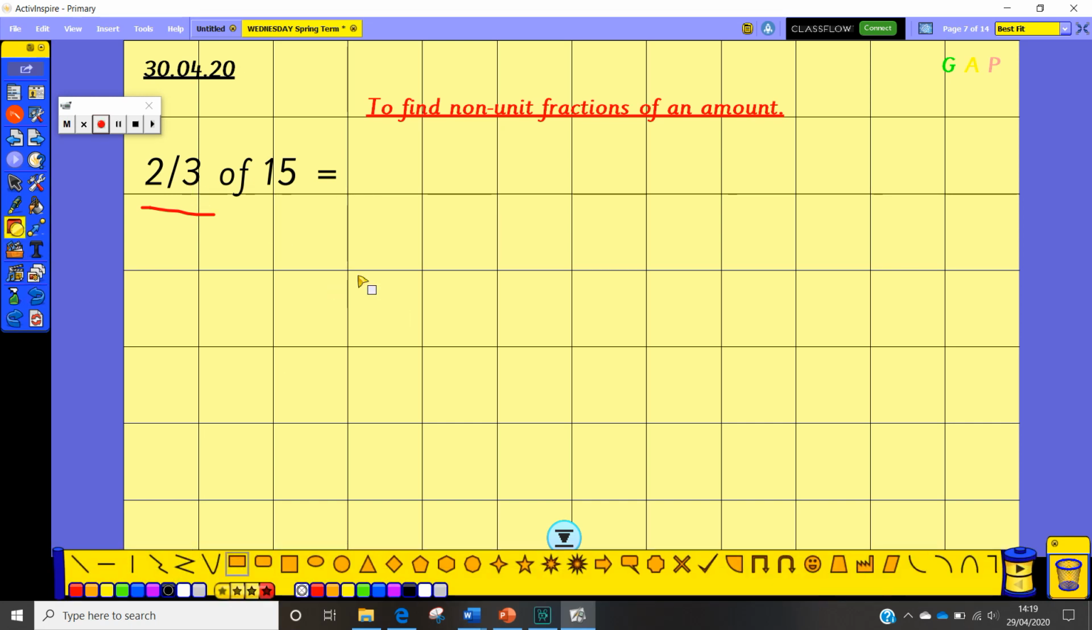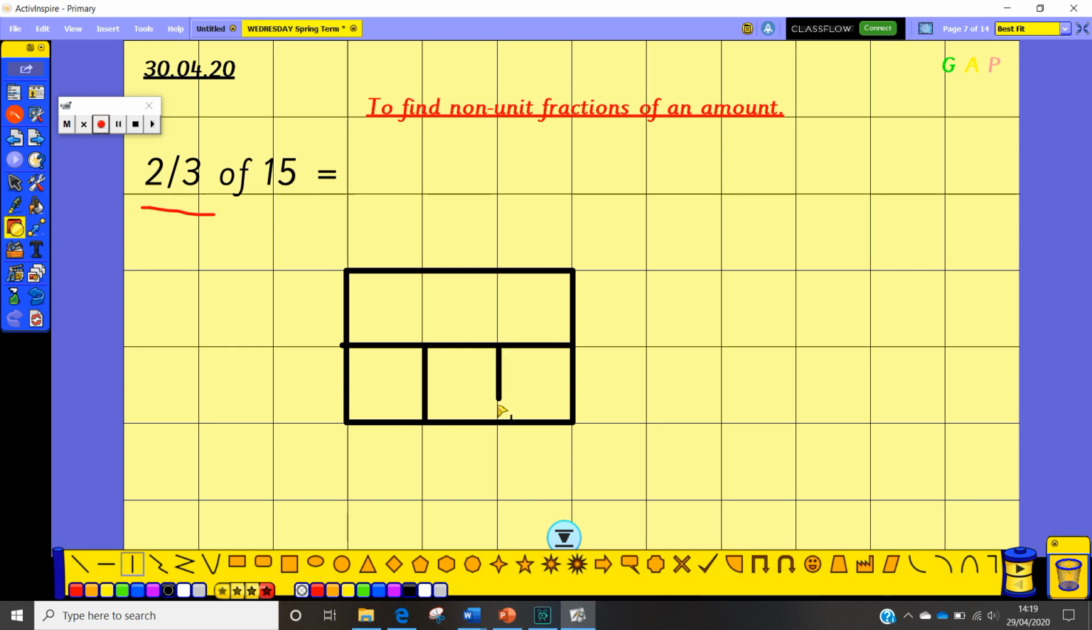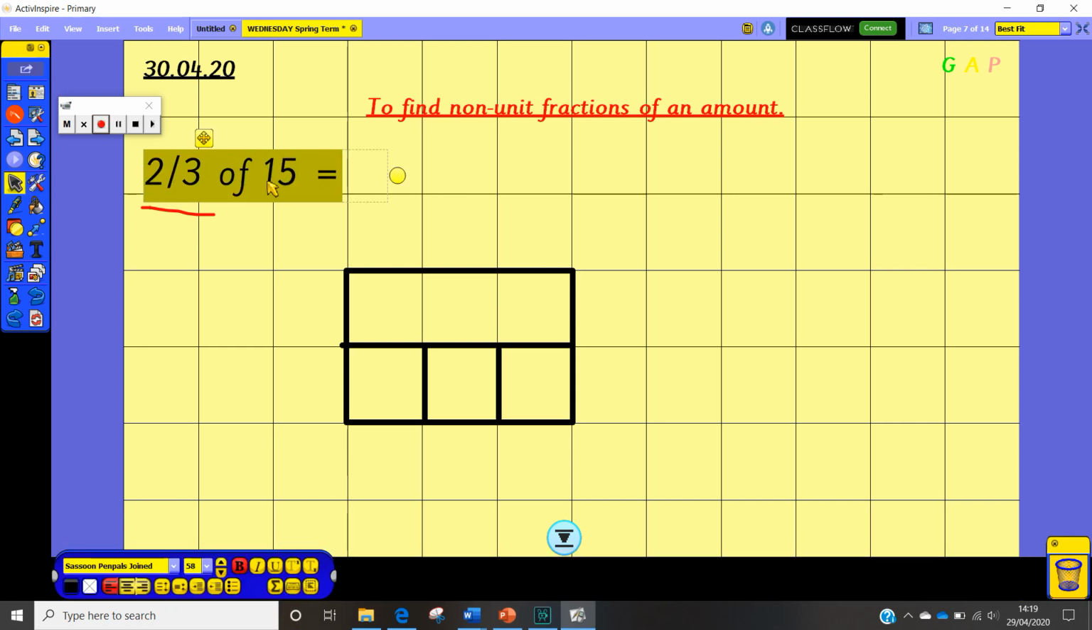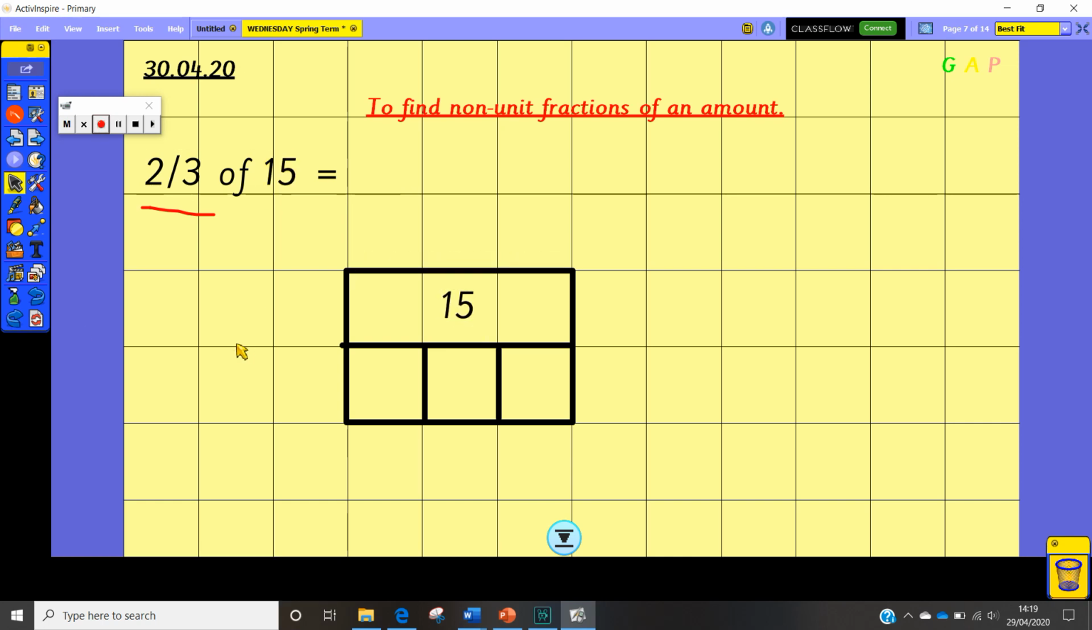So again, we're doing thirds. So we've got 1, 2, 3 going across and 2 going down because we need to split our bar in half. So I'm going to draw my bar going across the middle, and then I'm going to go down to separate my bar into my 3 equal pieces. So my whole 15 needs to go in the bar at the top there.